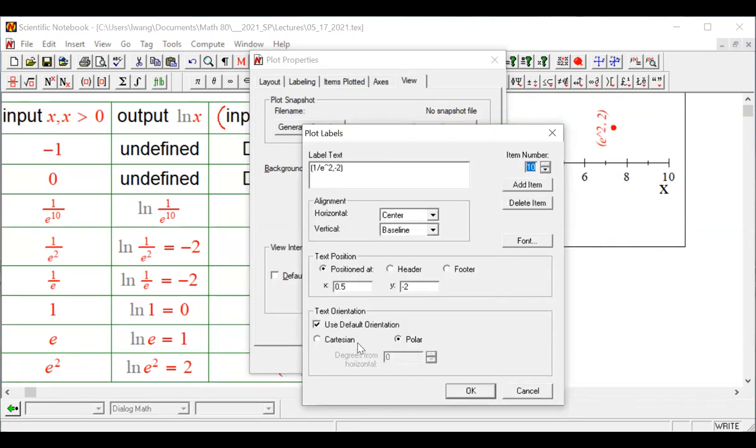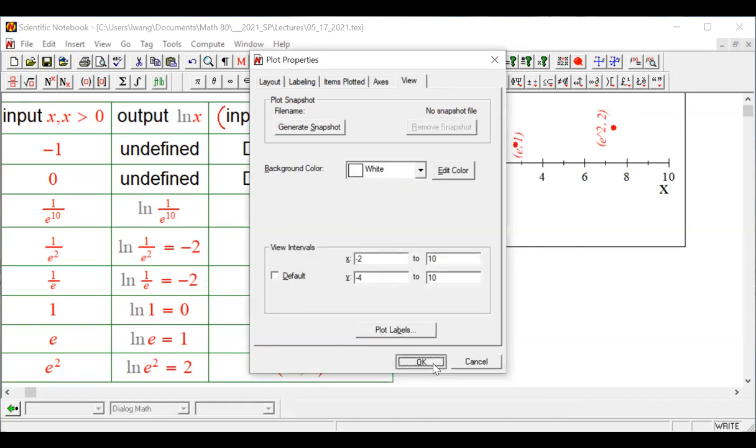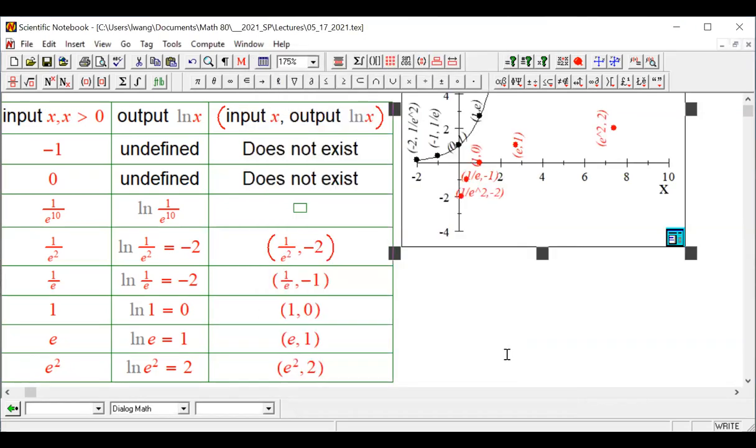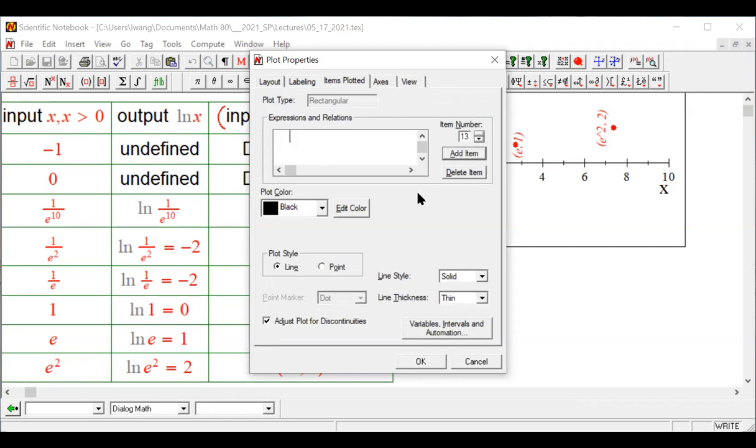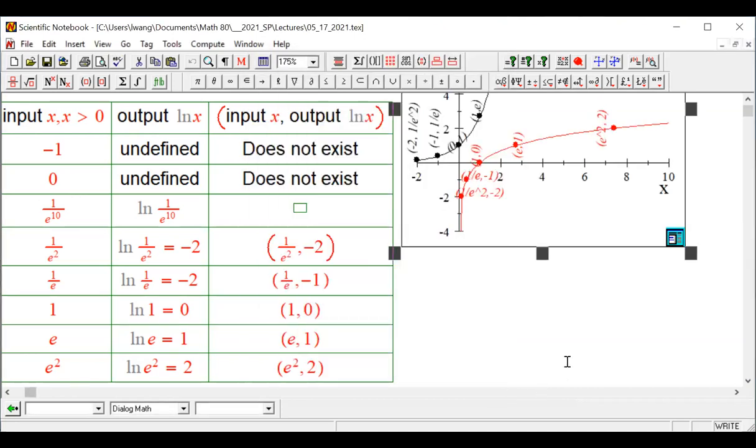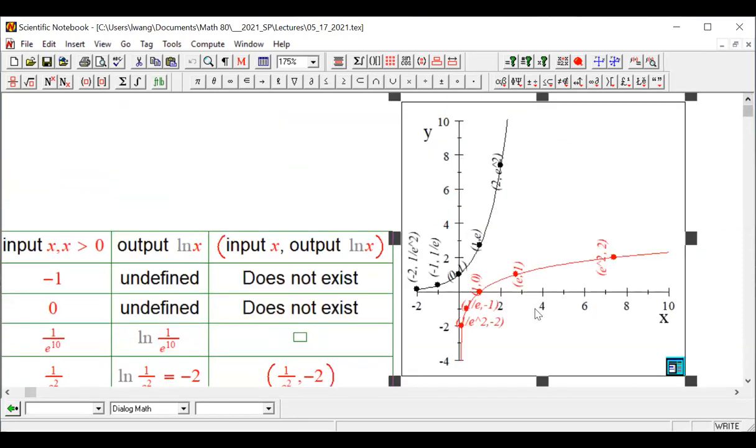I hope you guys are not too tired. Okay, this is better. So we got the dots. We get 5 dots. So shall we connect the dots? So let's connect the dots. Right, ln x with the red curve. Look at that. Doesn't that look familiar?